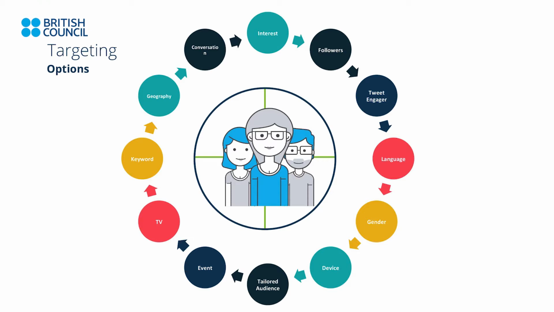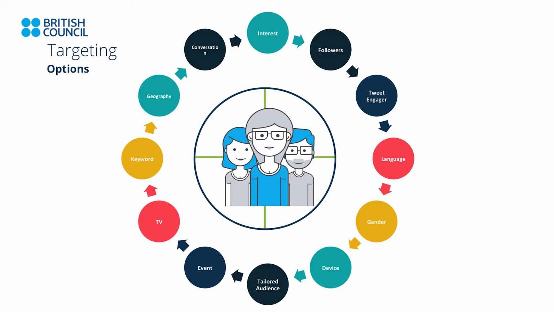You can also target per Twitter engager. You can target per language. You can target per gender, device, tailored audience. That's people who have interacted with your website or your Twitter account before. You can target per event, per TV commercial, per keyword, per location.